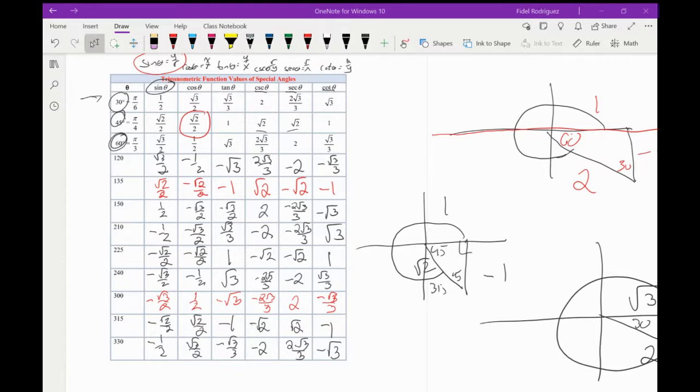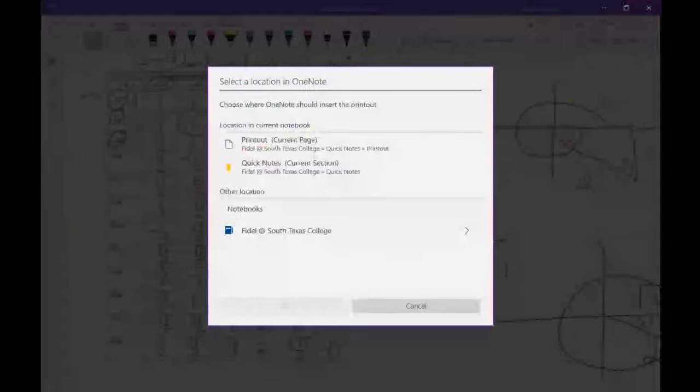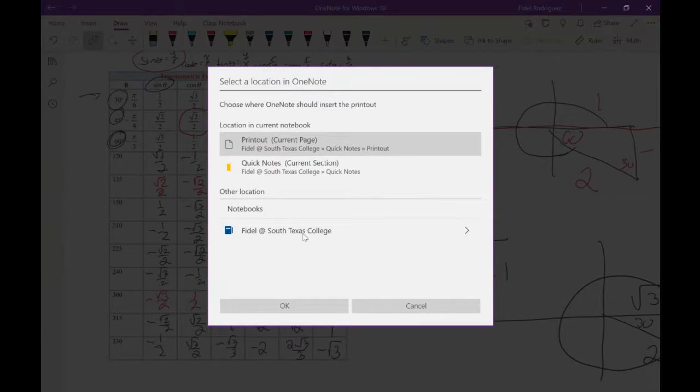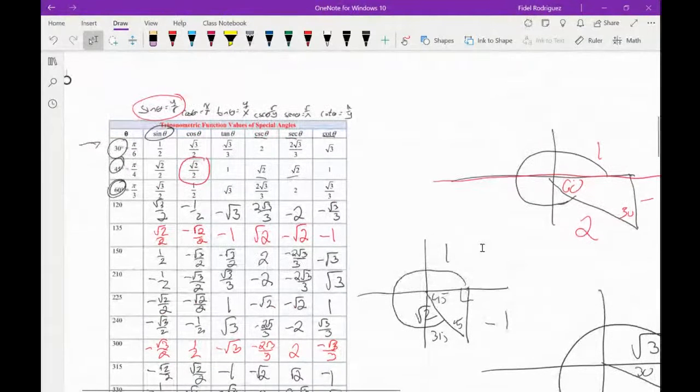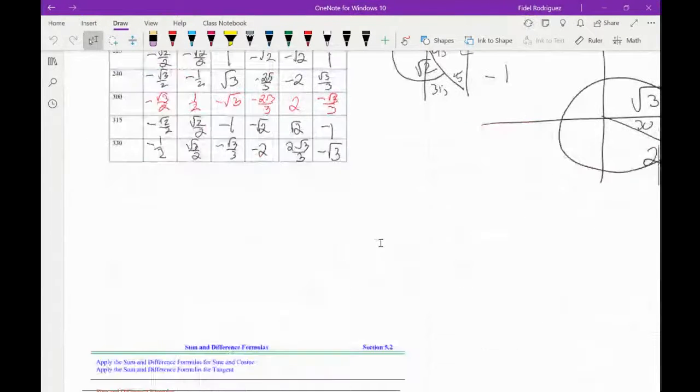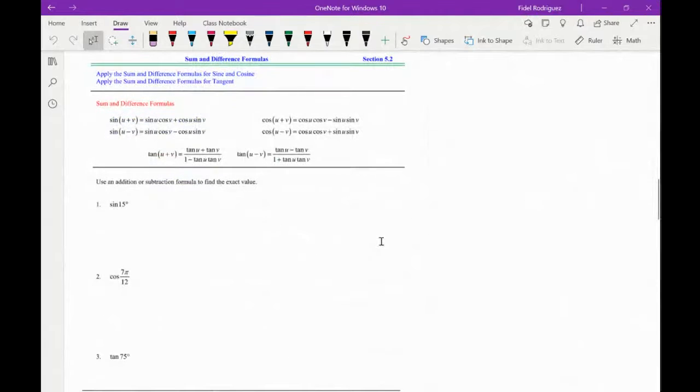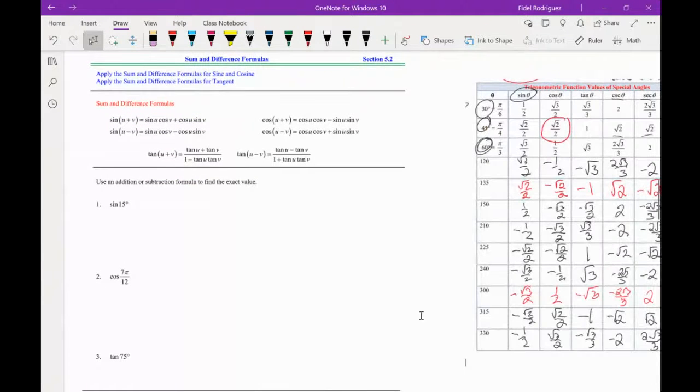And let's get started on 5.2. And we can print this thing. Let's print it. There we go. That's where we want it to go. And right here, the same piece. Okay. All right.